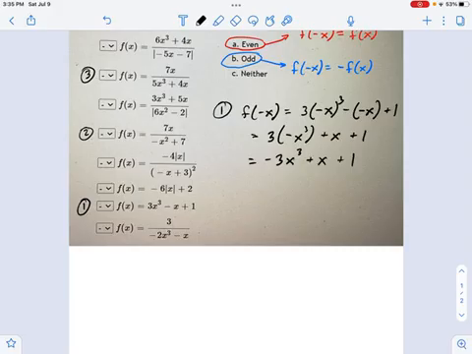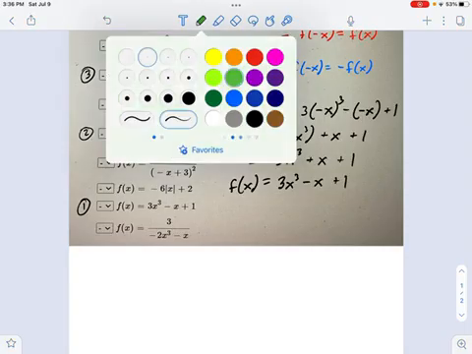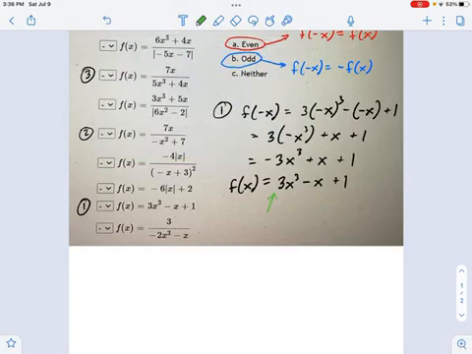Well, compare it to what you started with. What we started with was f of x equals 3x cubed minus x plus 1. And if you look at the signs now, what do we have here? That's odd, because the sign has changed from negative to positive. That's odd, because that sign has changed from negative to positive. Uh-oh, look at this. This sign did not change.